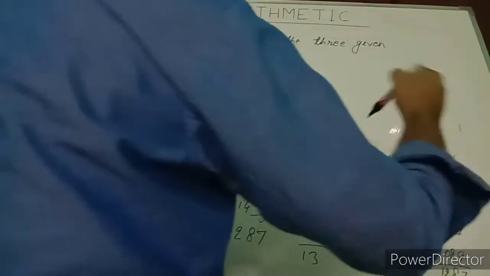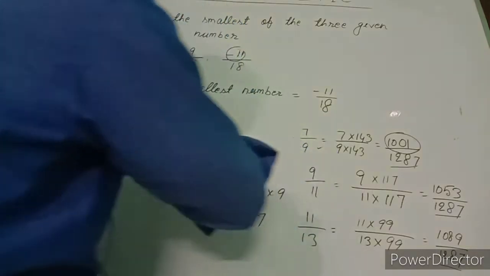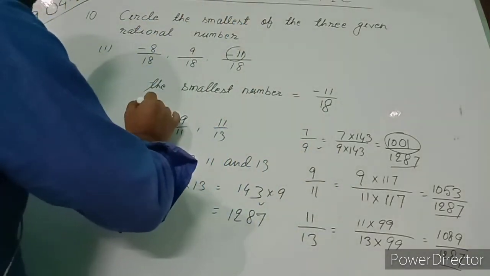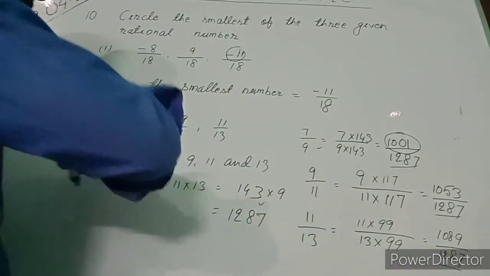So we will compare the numerators. Which one is the smallest numerator? That is 1001. This is the smallest numerator. While this is not the real fraction, this is the equivalent fraction. Real fraction is 7 by 9. So 7 by 9 is the smallest fraction. We should circle this fraction.